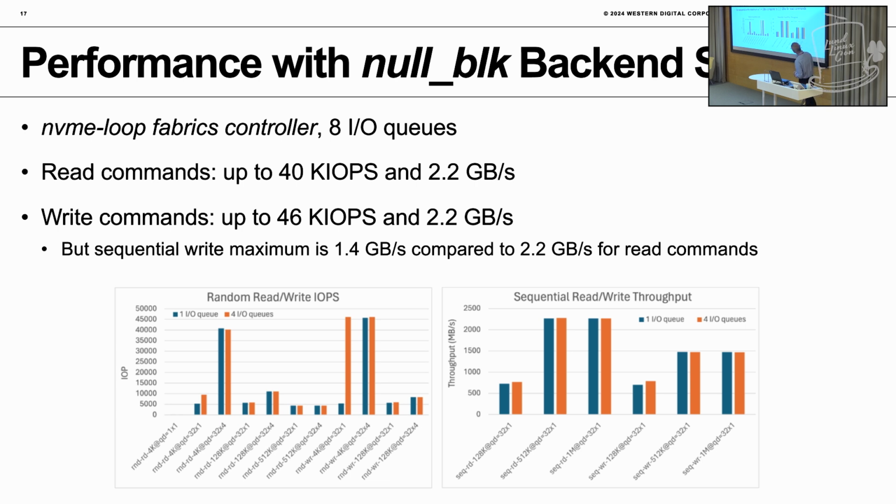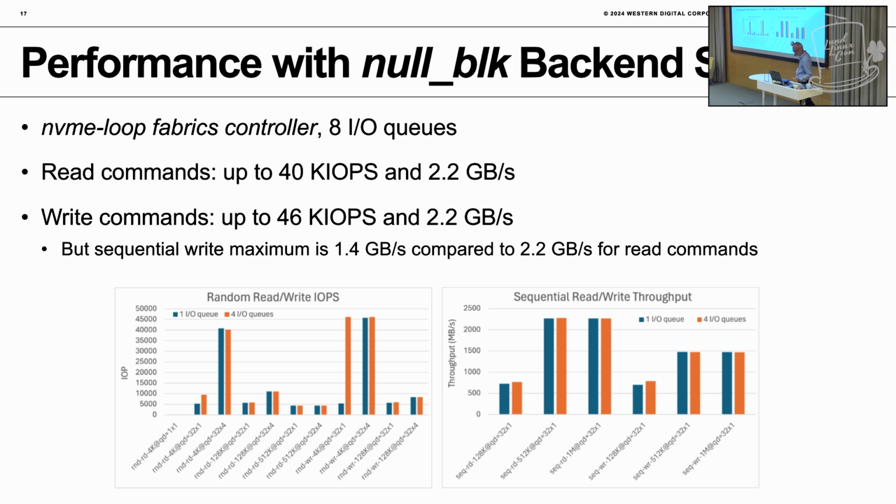Suddenly, the maximum throughput drops to 1.4 gigabyte per second instead of the maximum 2.2 that we can get for reads or random writes. No idea why. We're still looking into that. The other thing to notice here is that, except for some cases like the 4K random write here, the number of queues doesn't really improve performance.